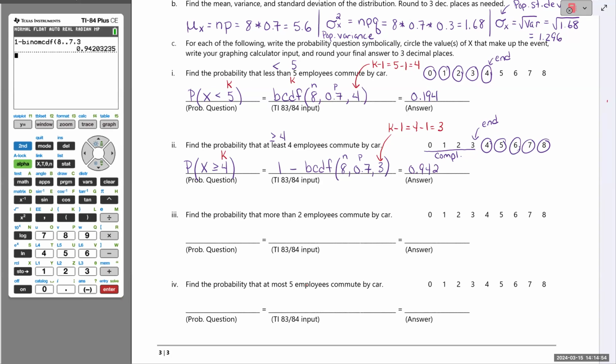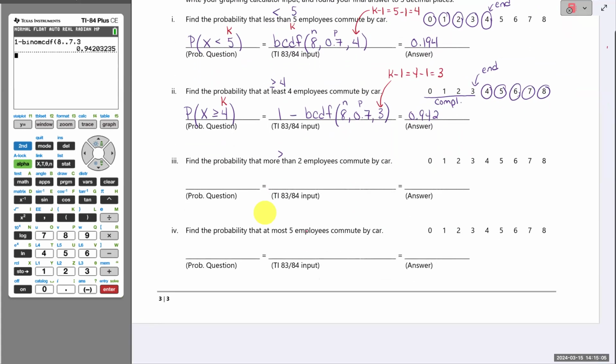All right, next case. Find the probability that more than 2 employees commute by car. So more than 2 would be greater than 2. Just make sure when you write the probability question, don't forget X. So X is the number of successes. We want that to be more than 2. So more than 2 would start at 3. So maybe 3 employees commute by car, or 4 or 5 or 6 or 7 or 8. So that's more than 2.